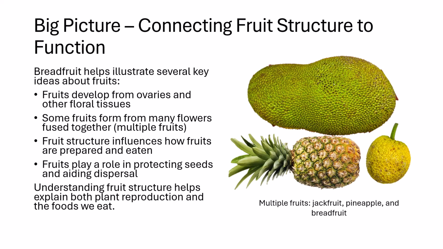Understanding fruit structure doesn't just help us understand plant reproduction. It also explains how fruits are prepared, eaten, and used as food. So when you look at a fruit, whether it's a tomato, strawberry, pineapple, or breadfruit, you're really looking at the result of a flower's reproductive structures developing into a seed dispersal system. That connection between plant structure, plant reproduction, and the foods we eat is one of the most fascinating parts of studying plant biology.